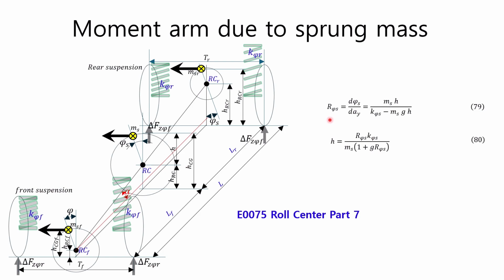From the previously obtained equation 79, we can obtain the moment arm h for the moment developed by the sprung mass due to lateral acceleration as a function of the roll gradient. In the figure, h is the distance between the roll center and the sprung center of gravity. The distance h is the moment arm length for the moment developed due to the lateral force caused by the sprung mass. Rearranging equation 79 in terms of the distance h between the roll center and the sprung center of gravity, we obtain equation 80. As shown in equation 80, the distance h from the roll center to the sprung center of gravity can be expressed as a function of the roll gradient r phi s.